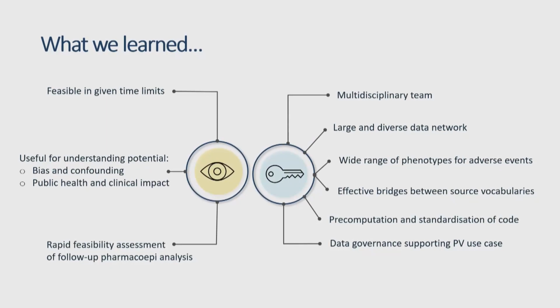Then also, very important, we saw that the routine health data really could support the signal validation, because 5 out of the 8 statistical signals were informed by the data. For these signals, the data helped the signal assessors to understand potential confounding and bias, and also the potential public health and clinical impact.